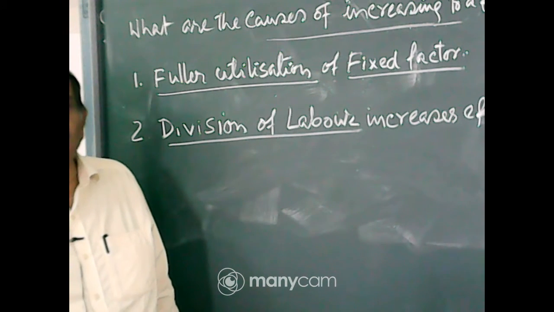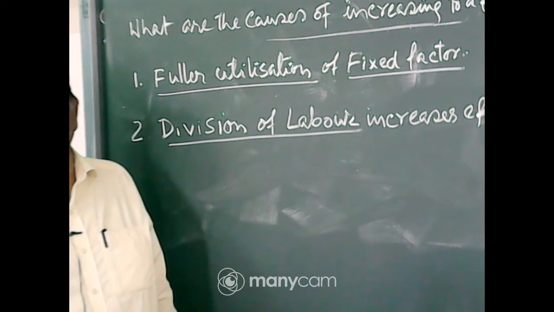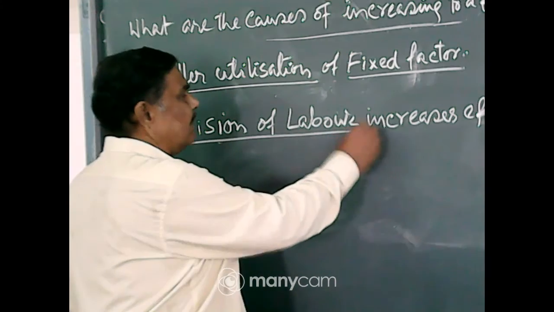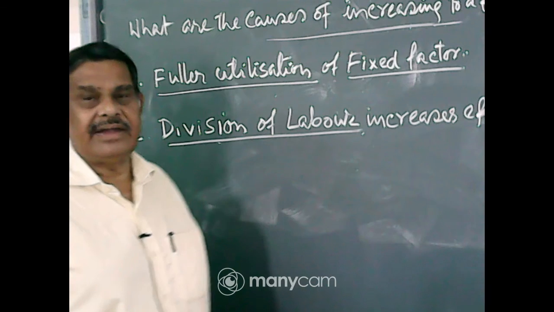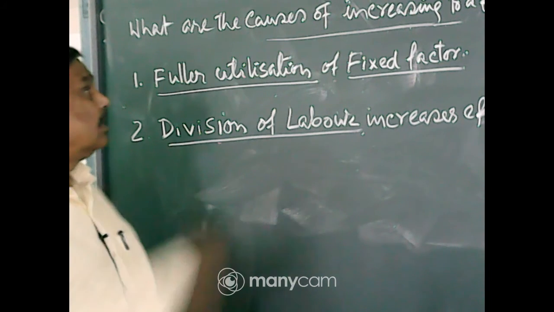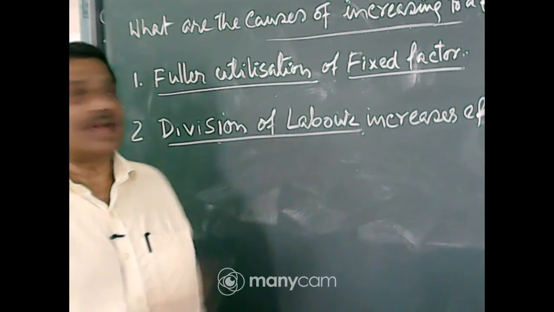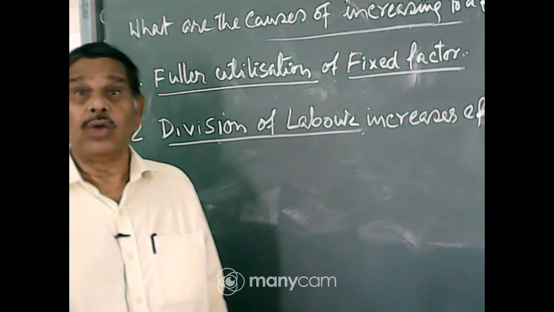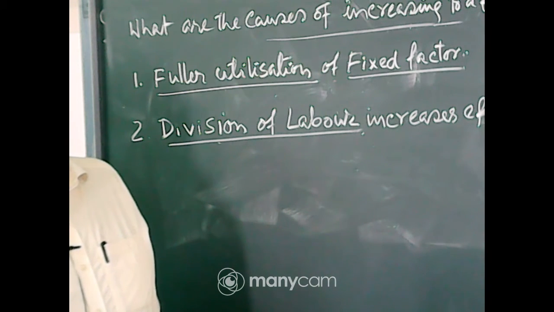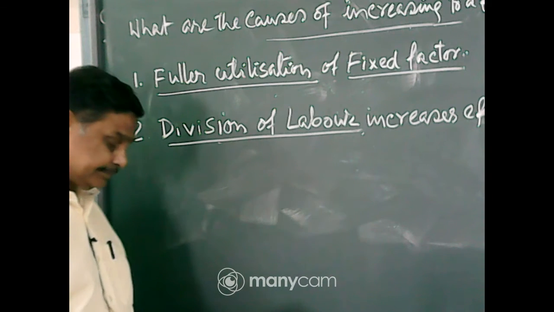And if it can be done, this is called division of labor. Labor should be divided according to their efficiency. Then the production will increase at an increasing rate with the same factor of production. Am I clear?